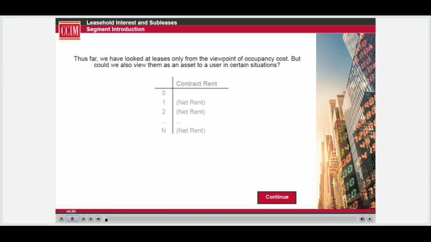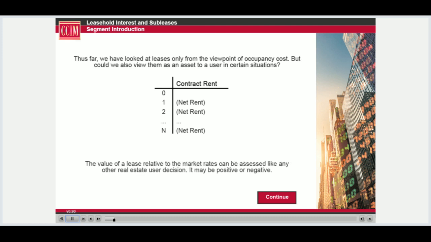In previous modules, we have looked at leases from the standpoint of the user's occupancy cost. The analysis focused on decision-making among several similar and dissimilar lease options. However, understanding lease interest once a user is occupying the space is equally important.